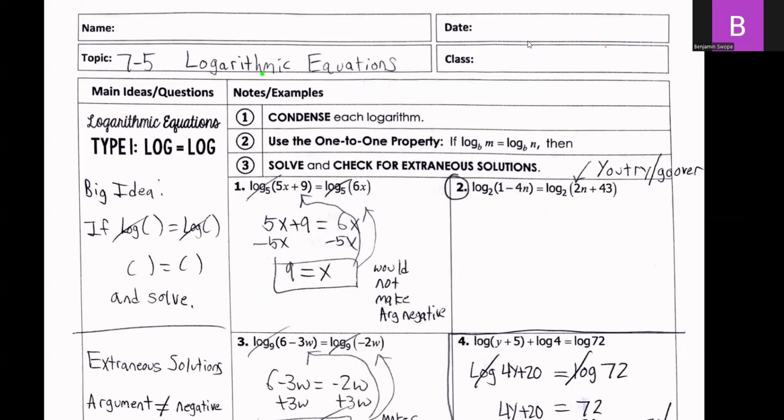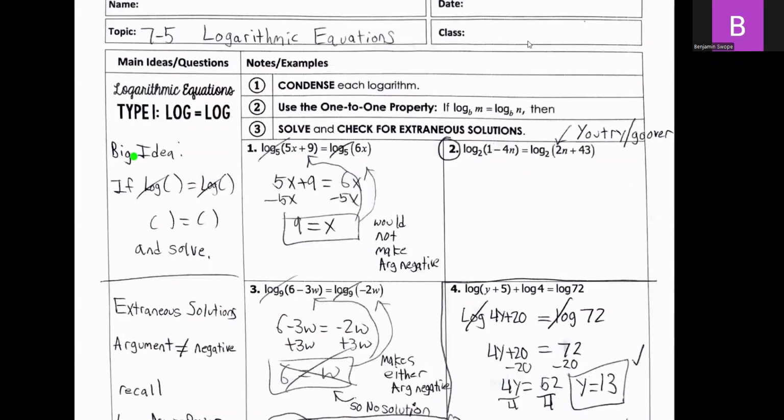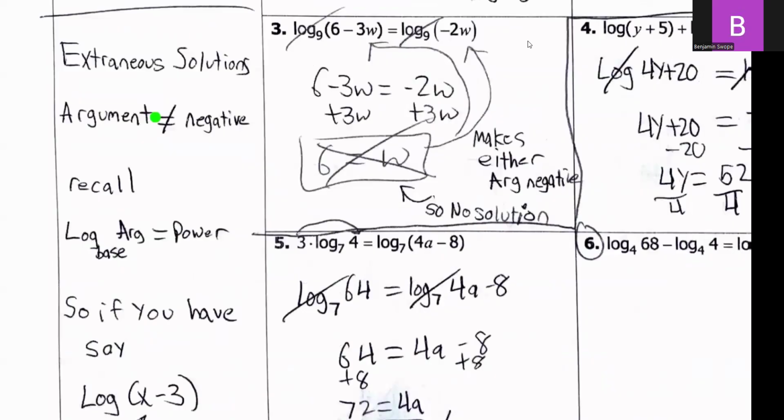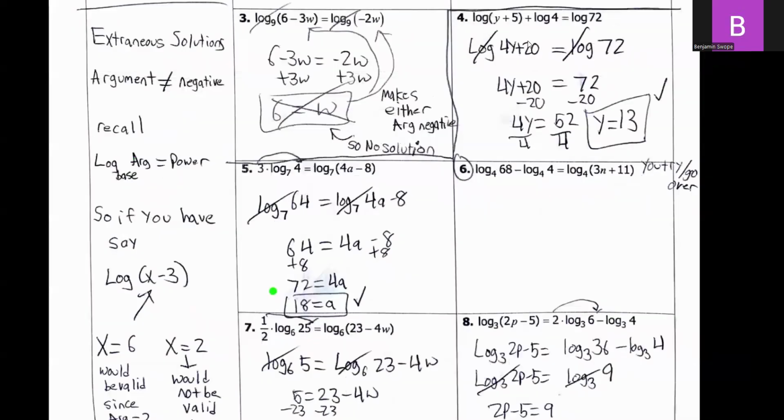You might have to do a little bit of cleanup to get there, but basically, once you have a log equals a log, you just cross out the logs and set the arguments equal to each other and solve. So for the most part, these aren't too bad to solve. It kind of depends what you have going on the inside, but for the most part, there shouldn't be anything too crazy.